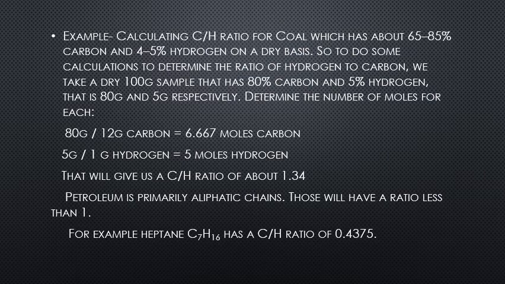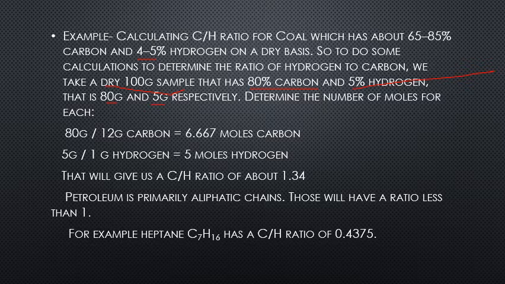So, for example, calculating the C by H ratio for coal, which has about 65 to 85% of carbon and 4 to 5% of hydrogen on a dry basis. To determine the ratio, we take a dry 100-gram sample which has 80% of carbon and 5% of hydrogen. That is 80 gram of carbon and 5 gram of hydrogen.